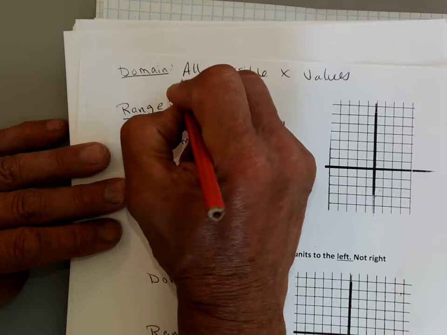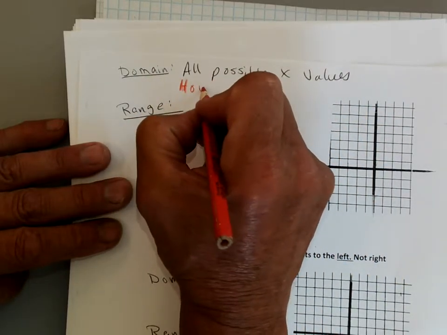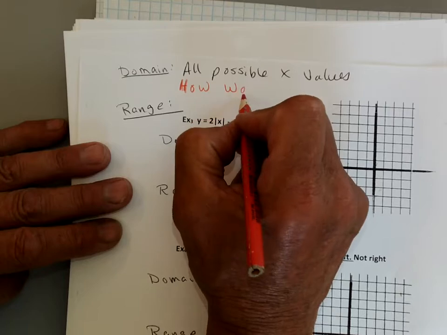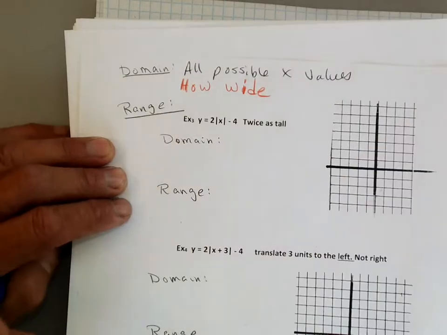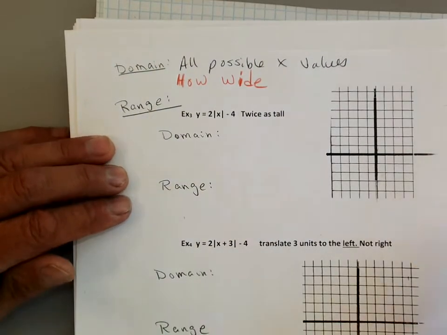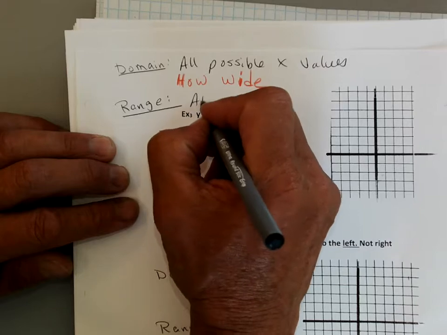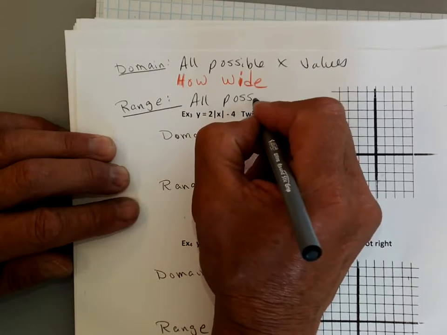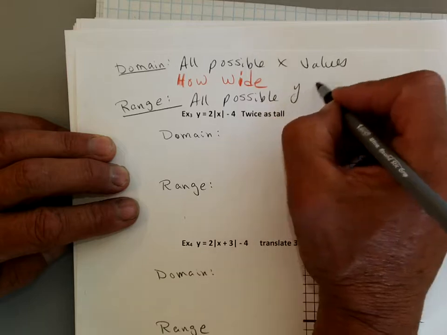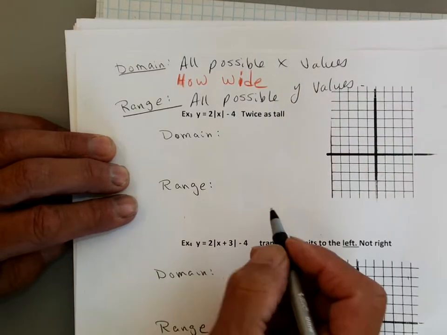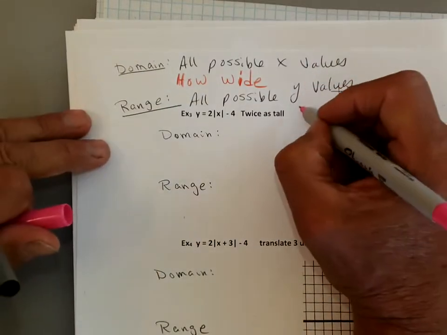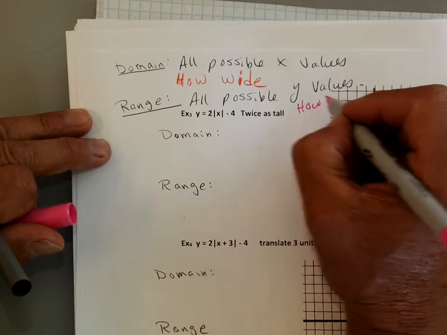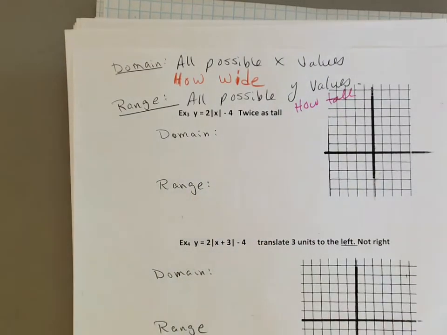Can you see that? Hopefully you can. How wide. Okay. The range is all possible y values. Okay. All possible y values. Okay. Or how tall. Or how tall. Okay.